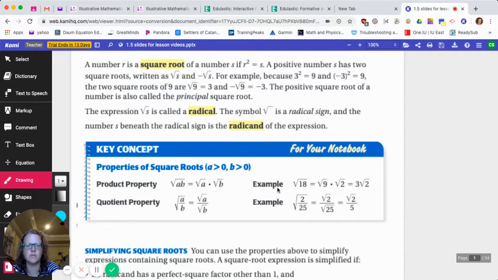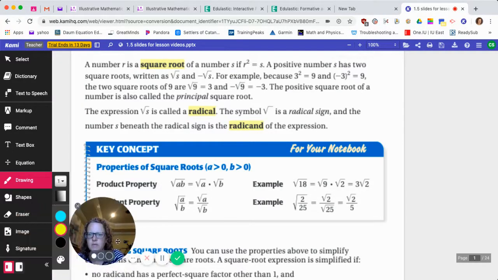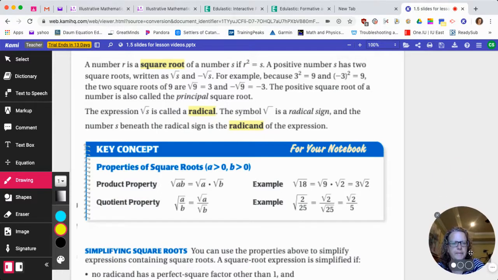Hey, Algebra 2. We are still in Chapter 1, Lesson 5. Yeah, trying to keep score. Lesson 5. So let's just get going. This is going to be a little bit of a review.